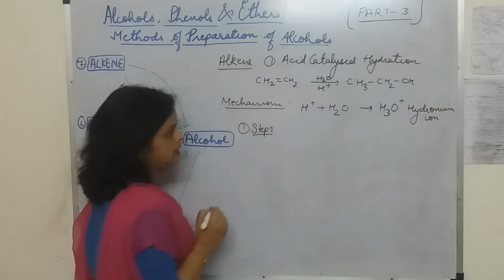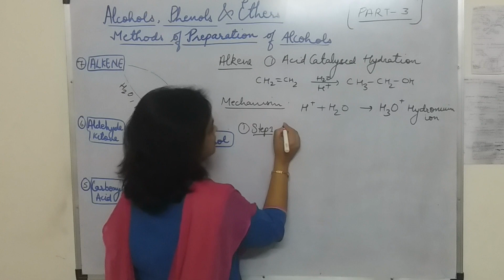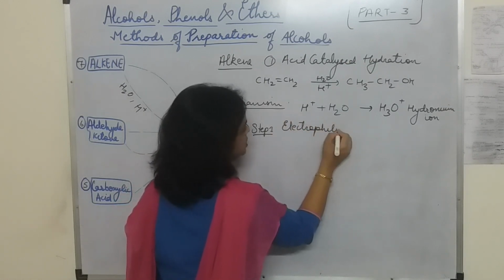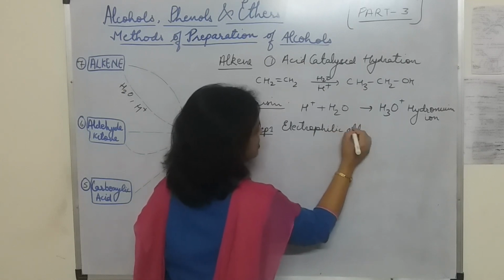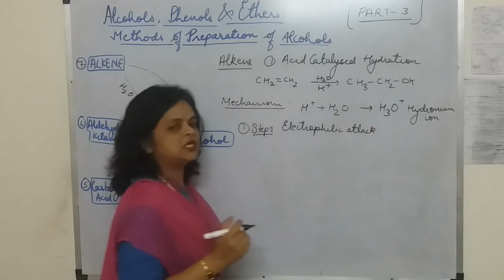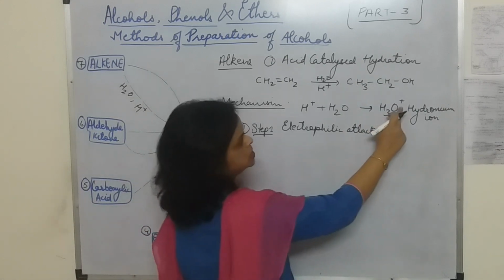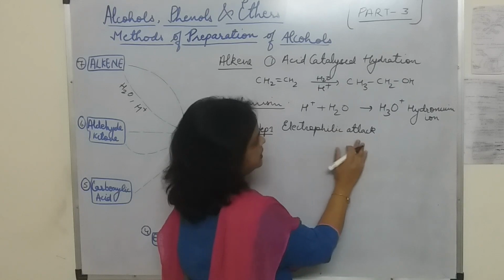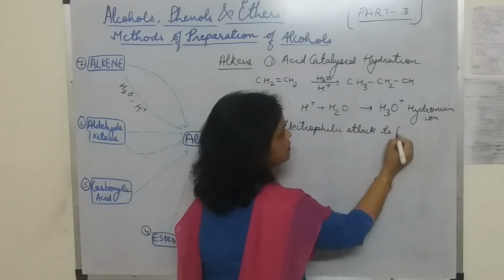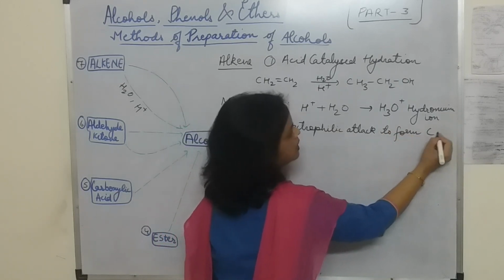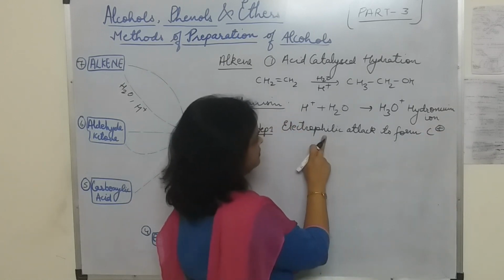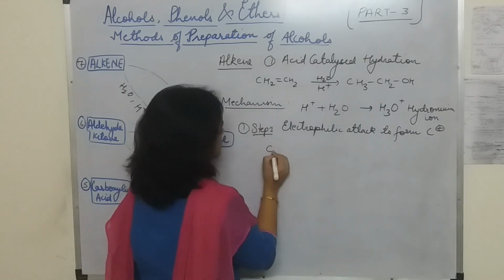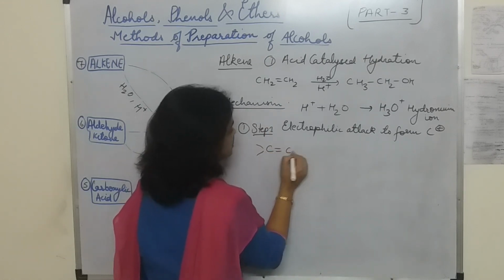In the first step, there is an electrophilic attack. What are electrophiles? Those which are electron deficient species. So here the positively charged hydronium ion is present. It is our electrophile. Electrophilic attack on alkene will form carbonium ion. Let's see the process here.